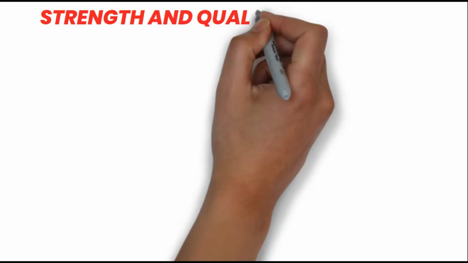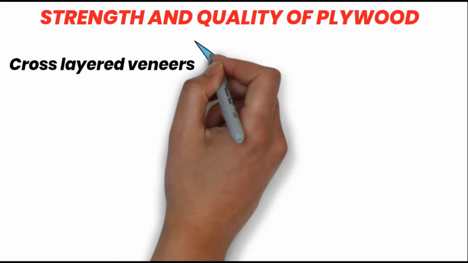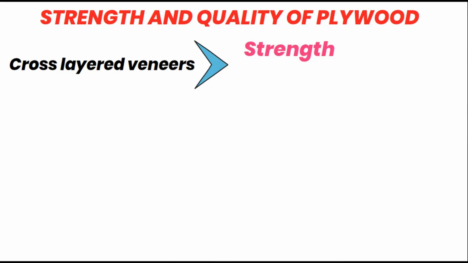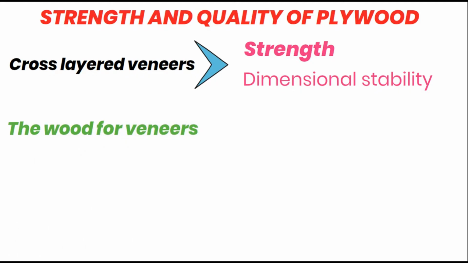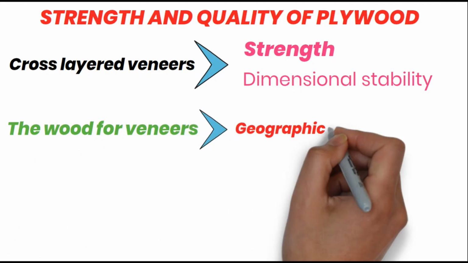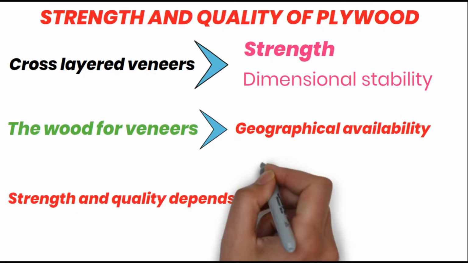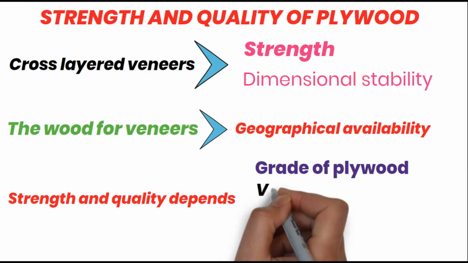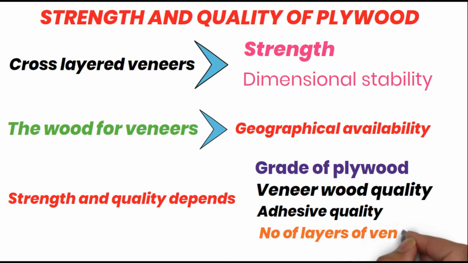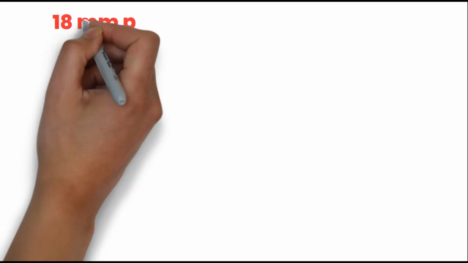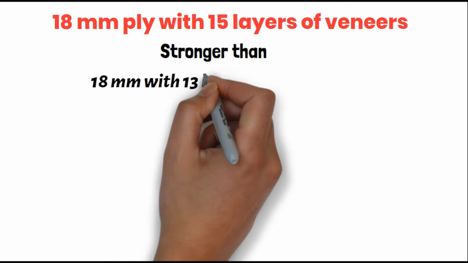The strength and quality of plywood basically depends on a lot of factors. The cross-layered arrangement of veneers gives the required strength and dimensional stability to the plywood. The wood for veneers depends basically on the geographical availability. Strength and quality depends on the grade of plywood, the veneer wood quality, the adhesive quality and the number of layers of veneer. An 18 mm ply with 15 layers of veneers is stronger than an 18 mm ply with 13 layers of veneers.